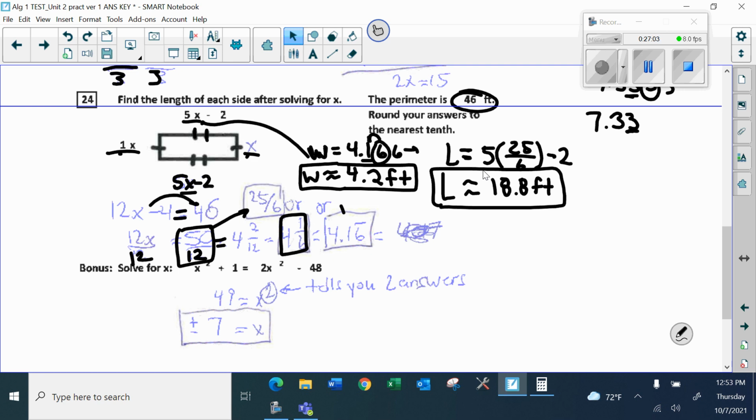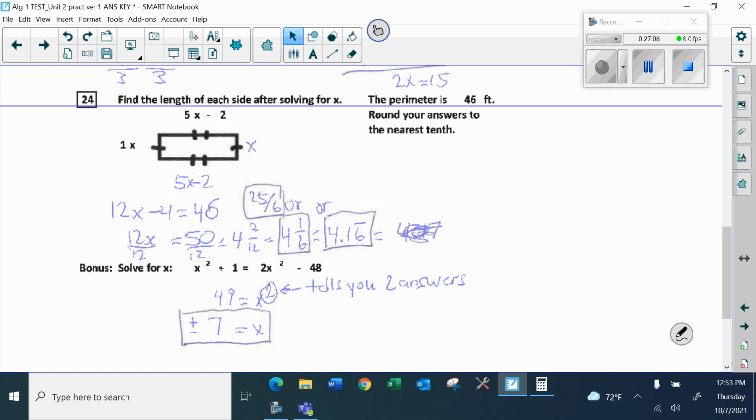Okay, and lastly, the bonus. Let me go ahead and erase this here so you can see the bonus. We have a quadratic, so we get our x squared together. 1 is less than 2, so I subtract that across, which means the constant is going to the other side, so I'm adding the 48 across. So 1 plus 48 is 49, equals 2x squared minus 1x squared is 1x squared. Notice this is x squared. The squared tells you how many answers there are, so I need 2 answers.